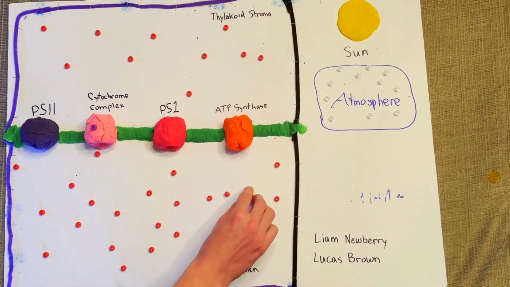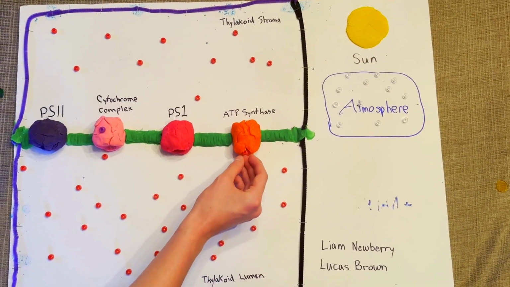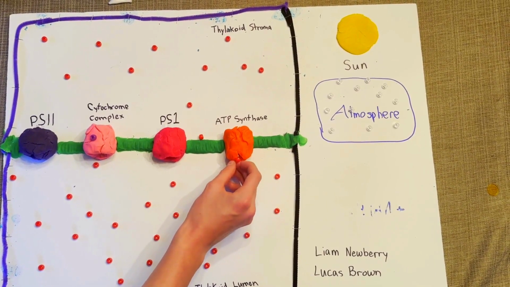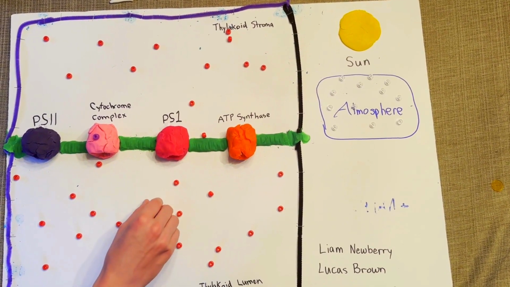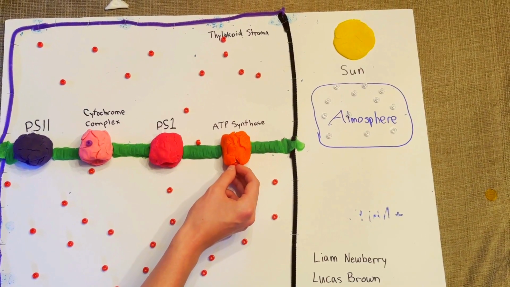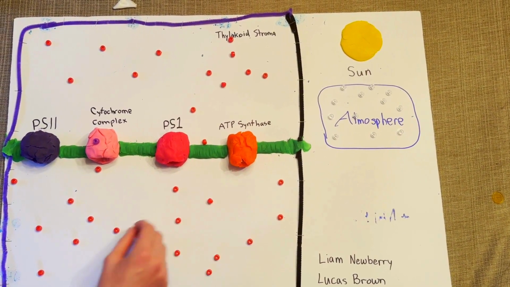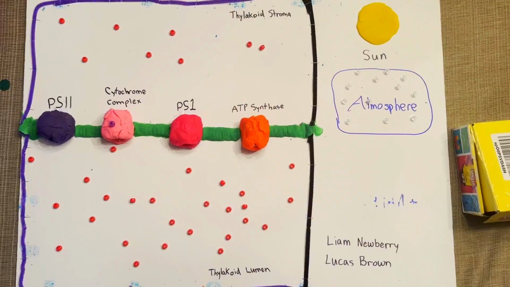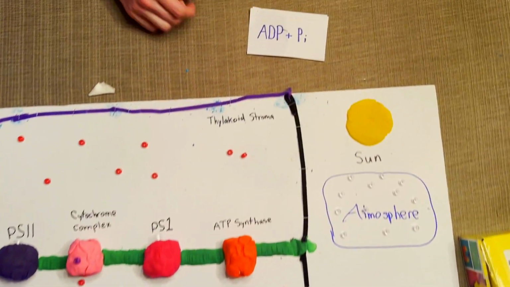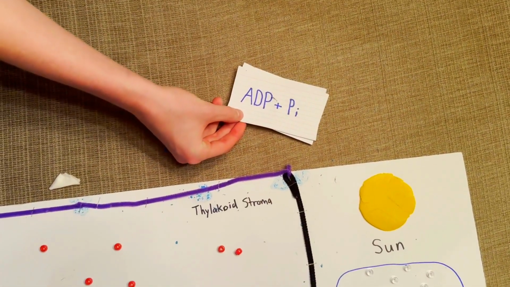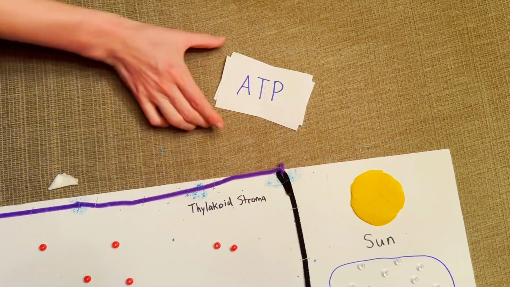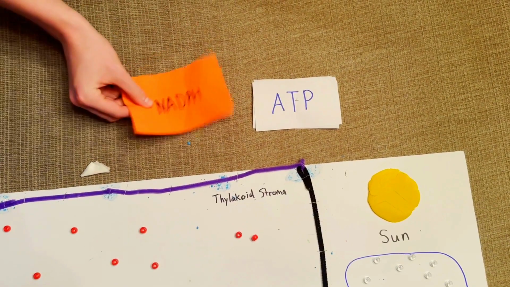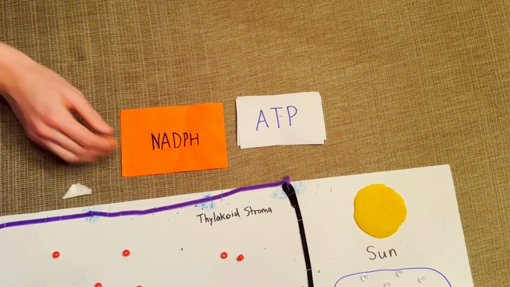Some of the energy released from the transfer of electrons establishes a proton gradient across the thylakoid membrane. Protons that accumulated in the lumen diffuse into the stroma through an enzyme called ATP synthase. ATP synthase uses the potential energy of the proton gradient to combine ADP with inorganic phosphate to form ATP. The potential energy is transformed into chemical energy stored as ATP.